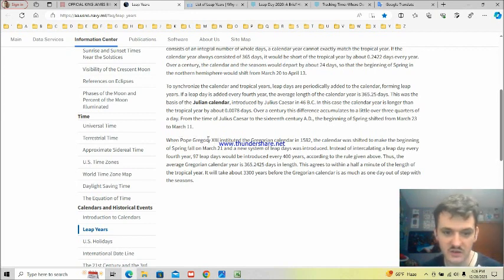When Pope Gregory the 13th instituted the Gregorian calendar in 1582, it was shifted to make the beginning of spring March 21st, and a new system of leap days was introduced. Instead of calculating a leap day every 4 years, 97 leap days are introduced every 400 years, according to the rule given above. Thus, the average Gregorian calendar year is 365.2425 days in length. This agrees to within half a minute of the length of the tropical year, and it would take about 3,300 years before the Gregorian calendar is out of step with the seasons by one day. Of course, the Gregorian calendar is not perfect.